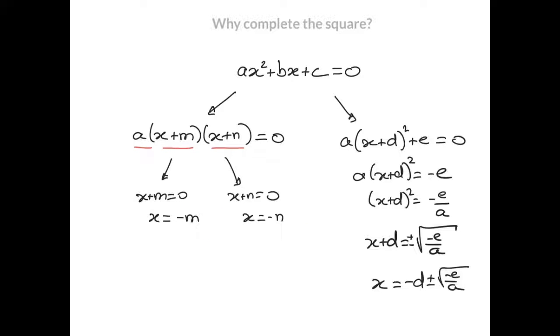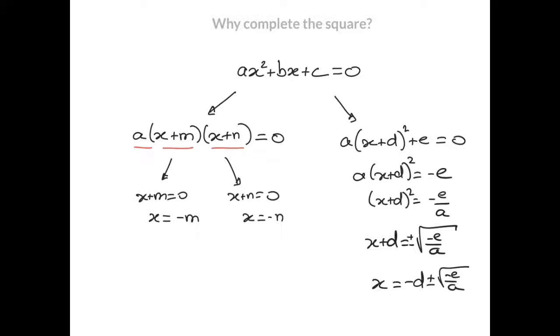Okay, so completing the square is just rewriting this quadratic into that form, to then, just by following the same series of steps all the time, get to the two solutions of our equation.